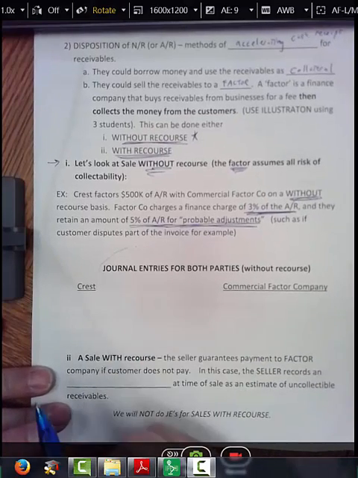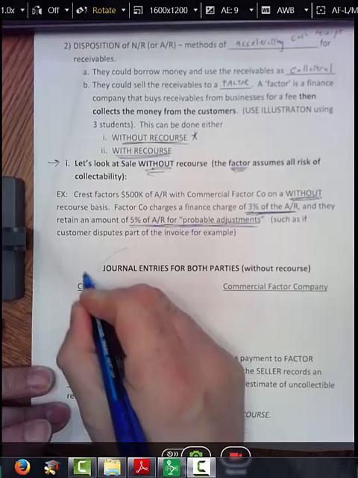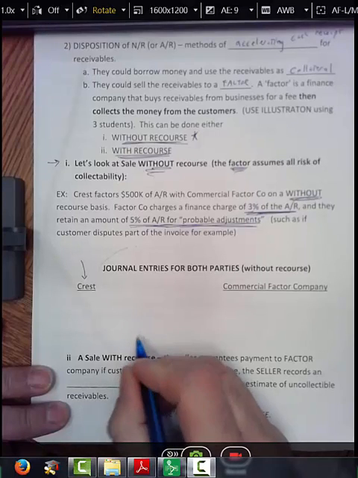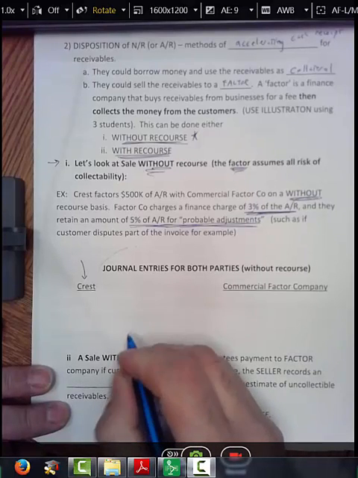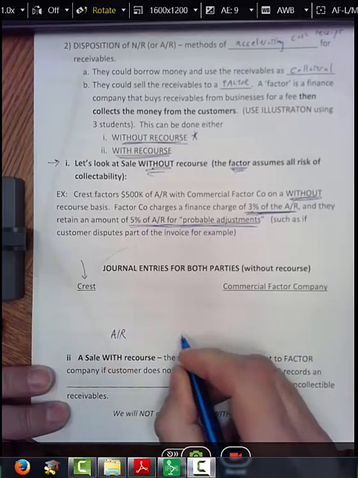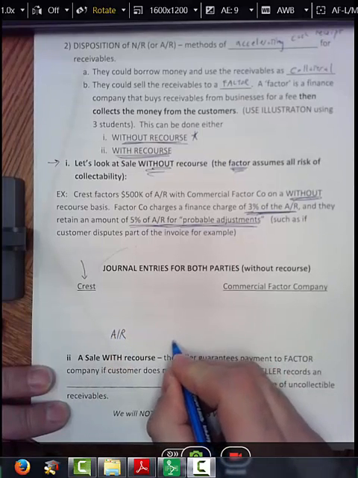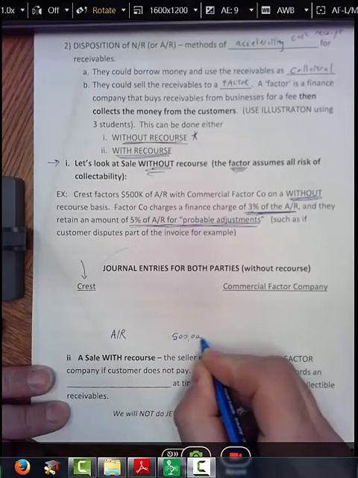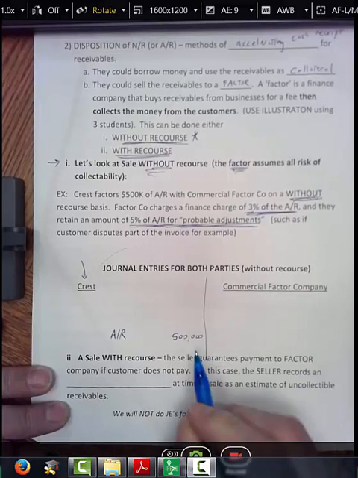Okay, let's take a look at how this would look. First, let's look at Crest Company, who is selling their receivable of $500,000. Let's build this journal entry. The first thing they would do is credit accounts receivable for $500,000. They would take that off of their books.